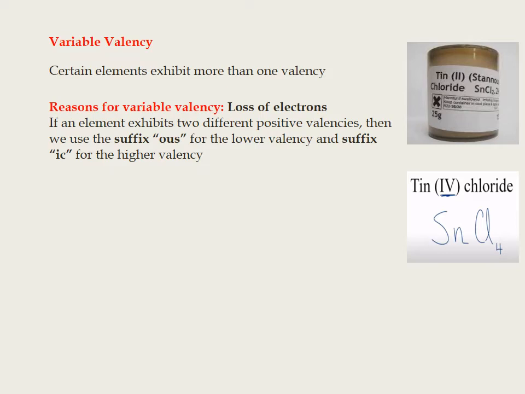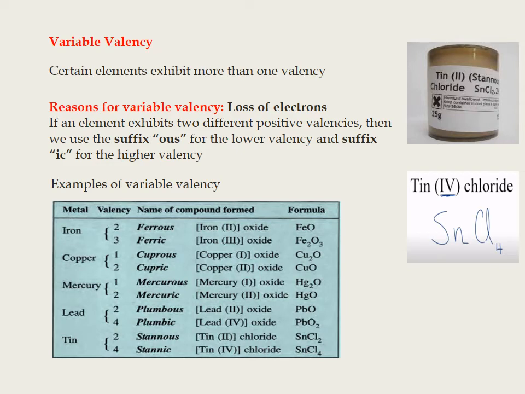Non-metals like nitrogen, phosphorus and sulfur also show variable valency. Nitrogen and phosphorus exhibit valencies of 3 and 5, while sulfur exhibits valencies of 2, 4 and 6. In the table below, we have some examples of variable valency for iron, copper, mercury, lead and tin.